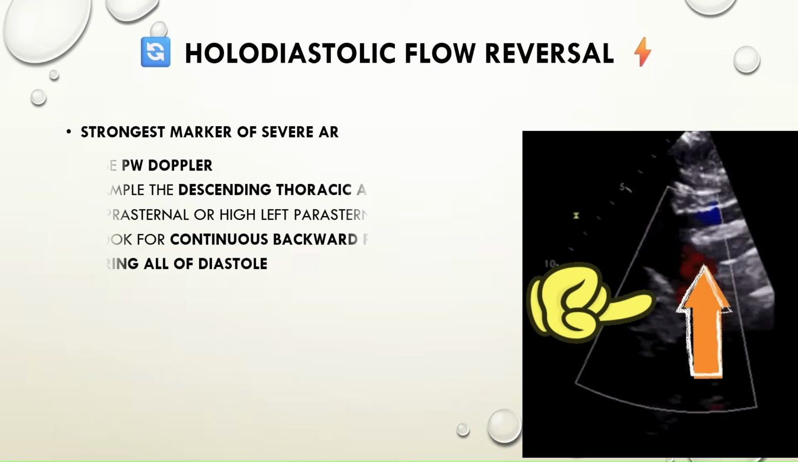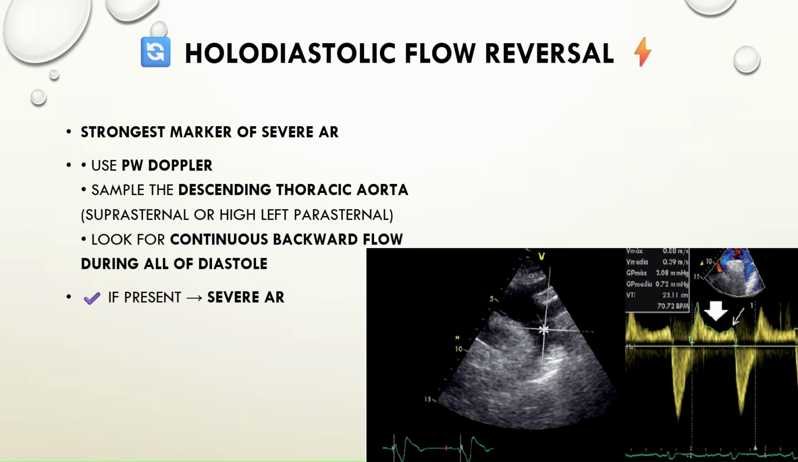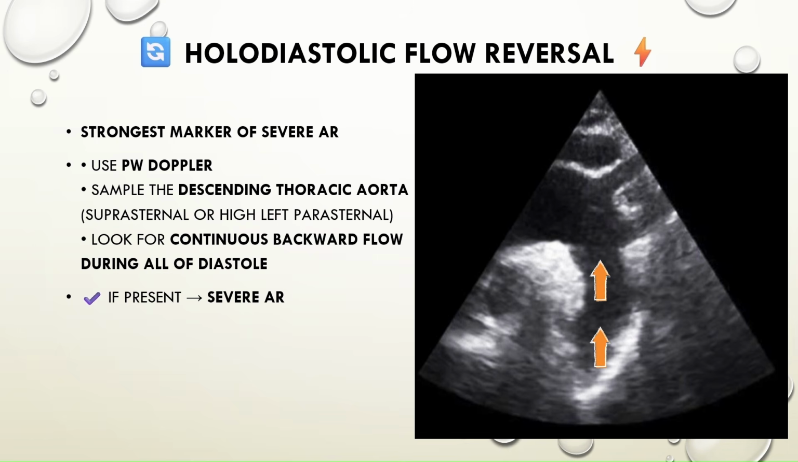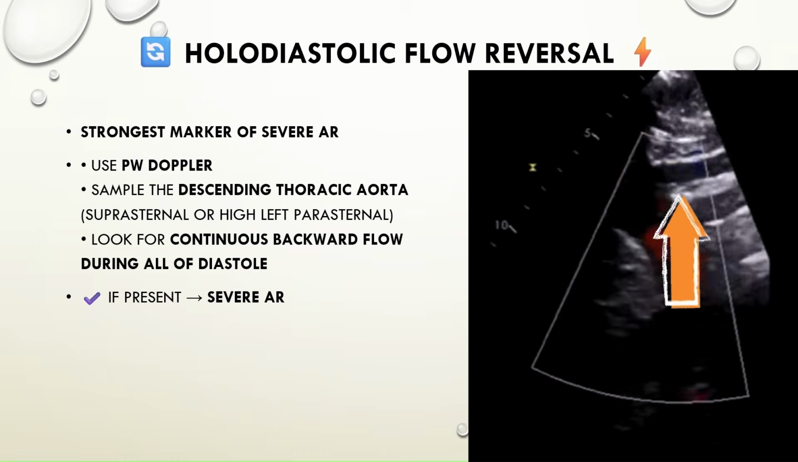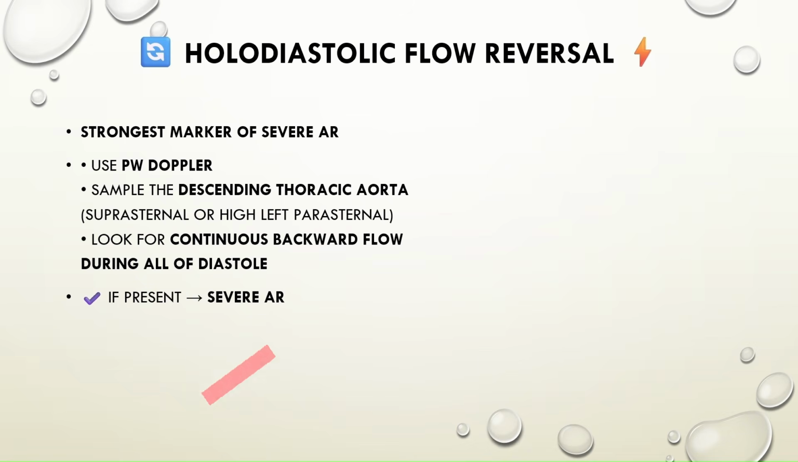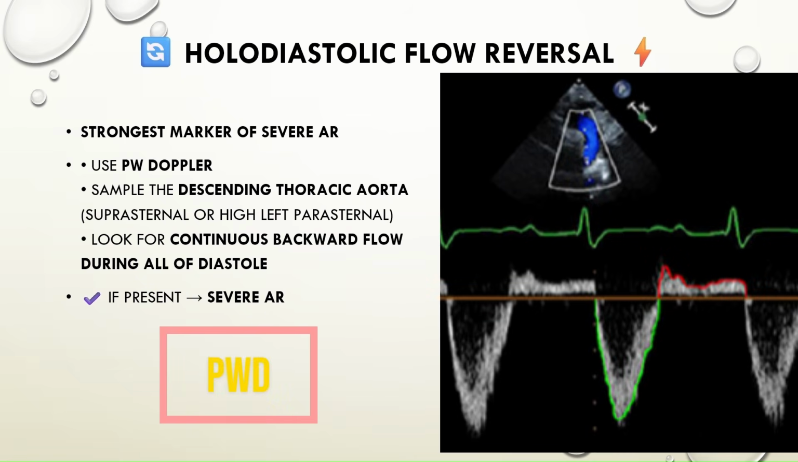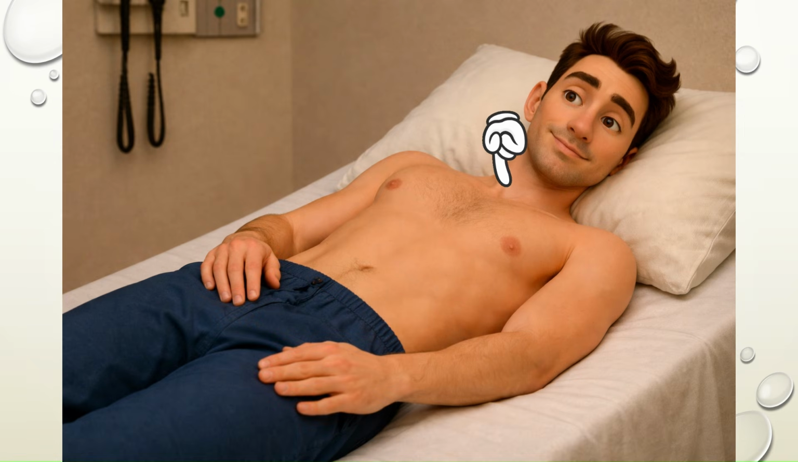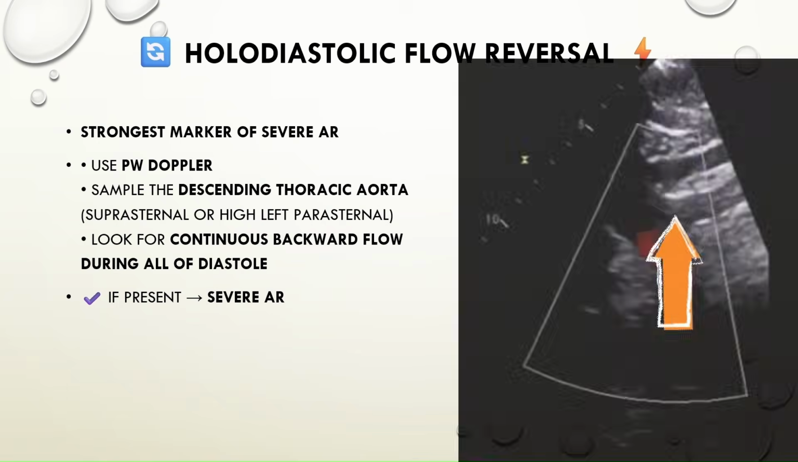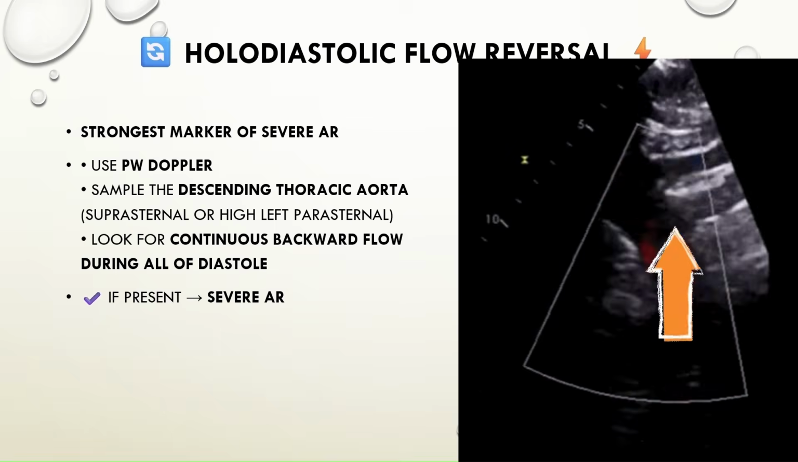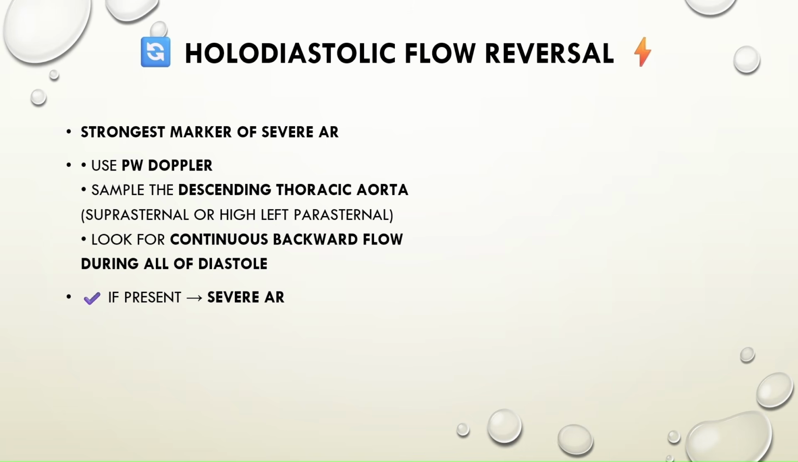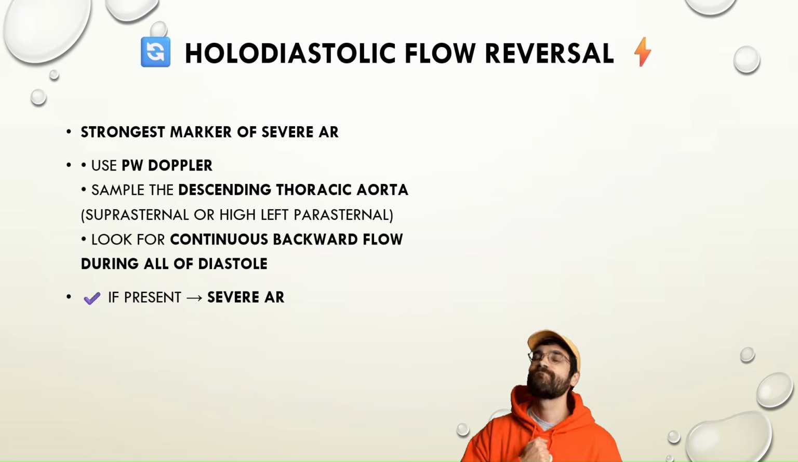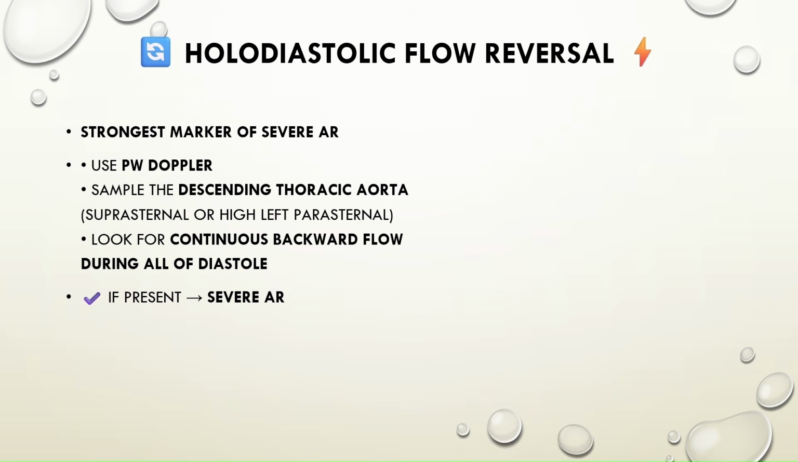Another topic I want to talk about is holodiastolic flow reversal. This is one of the strongest and most reliable signs of severe AR. If you see blood flowing backwards in the descending aorta for the entire diastole, that alone tells you AR is severe. Using pulse wave Doppler, sample the descending thoracic aorta, usually from the suprasternal notch or a high left parasternal view. If you see blood flowing backwards during the entire diastole, that means the aorta is literally draining into the left ventricle. If holodiastolic flow reversal is present, you can confidently call the regurgitation severe.